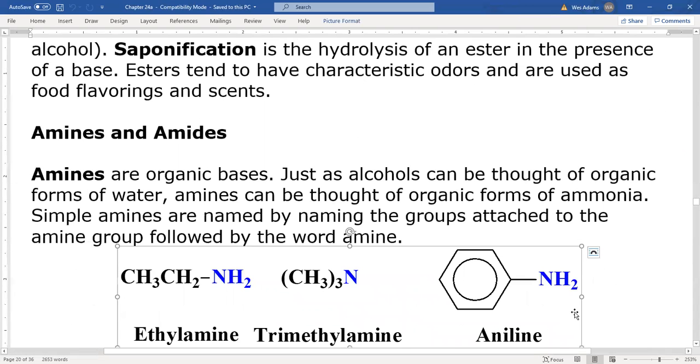Amines and amides. Amines are just organic bases where you can think of ammonia, except you replace one or more of the hydrogens with a carbon containing group. For simple ones, you just name the groups attached to the nitrogen. So you've got ethylamine, trimethylamine, and aniline, which is our aromatic one.